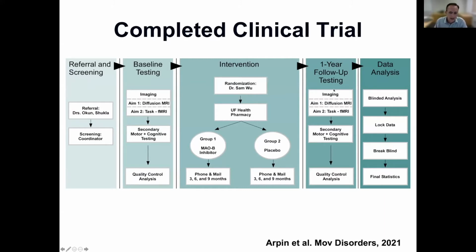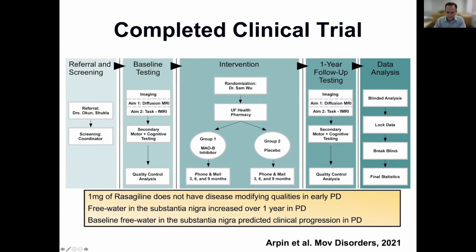They then returned back to us for a 1-year follow-up testing, which is the same as baseline. And then we basically did the analyses. And what we found, this paper is just coming out of publication, we found that 1 milligram of rasagiline does not have a disease-modifying quality in early Parkinson's disease.